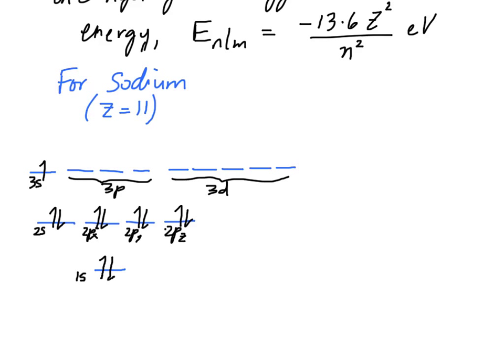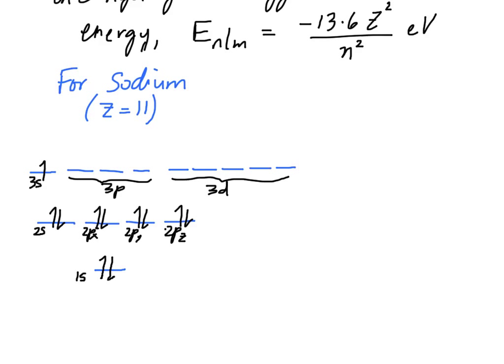And then after that, higher in energy are the levels with principal quantum number 3, the 3s, the 3p, and the 3d levels. There is one 3s level, three 3p levels, and five 3d levels.